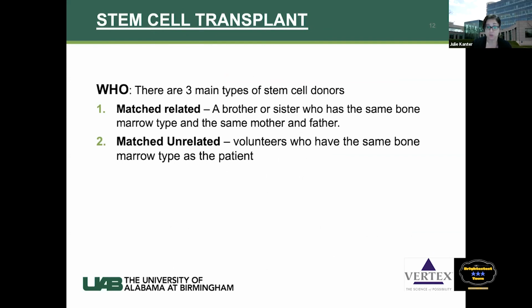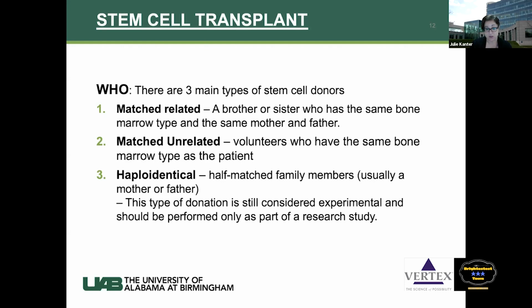There's a matched unrelated donor. This is a volunteer who happens to have the same HLA or bone marrow type as the patient, but is not related to them. And then there's a half-matched or haploidentical donor. This is a half-matched family member, usually a mother or father, but could be a brother or sister. And this type of donation is still experimental, and we only recommend haploidentical transplants as part of a research study.